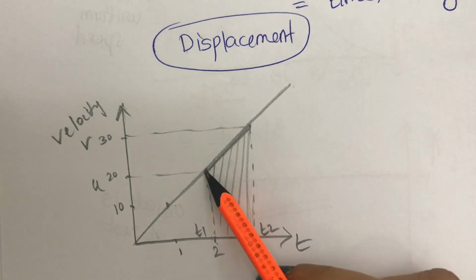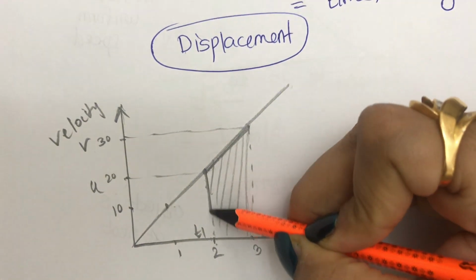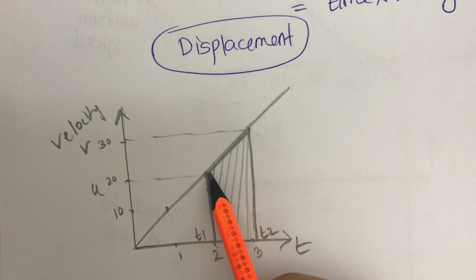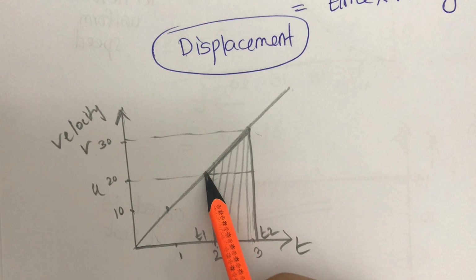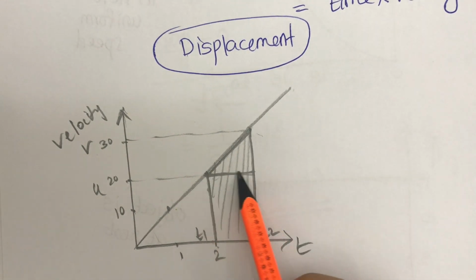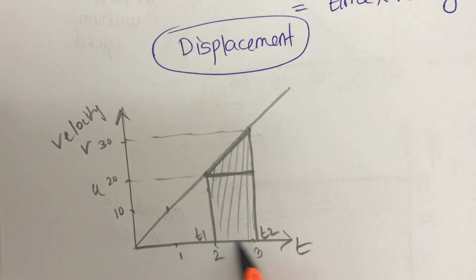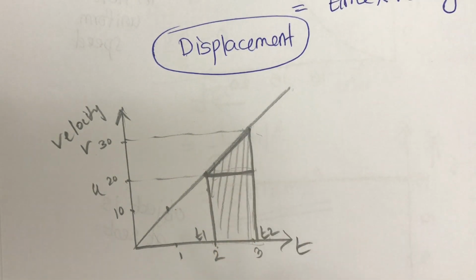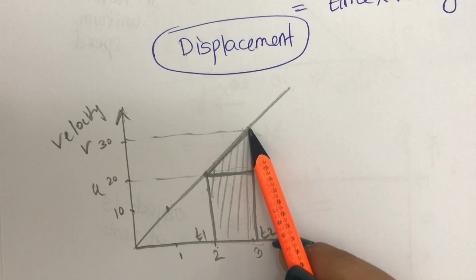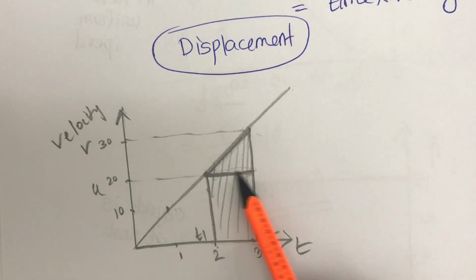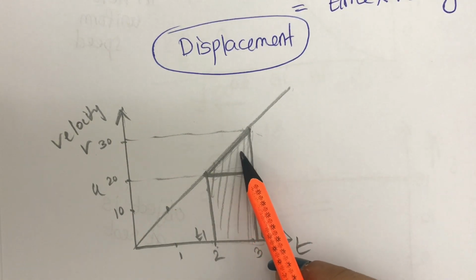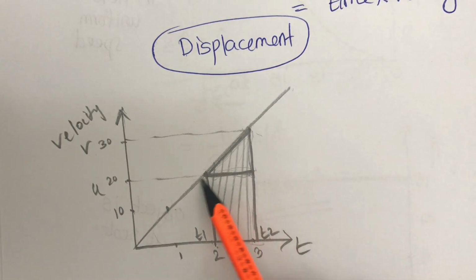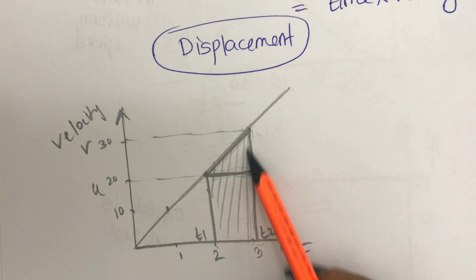How will we find it? See, this is our graph, and now we'll make this a triangle. Okay, we'll draw a line which is parallel to the time axis. Now this is what? A right angle triangle. Okay, so now you know how to find this area, right? This is a triangle, means half BH. Half, this is the B and this is the H. Okay, so we can find this area.